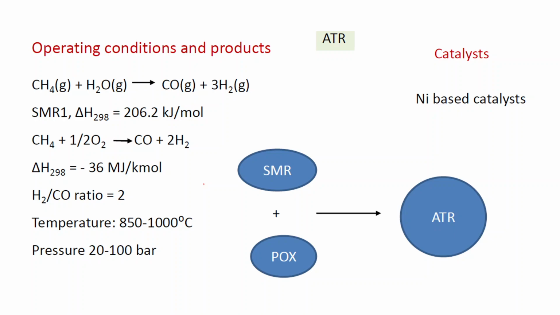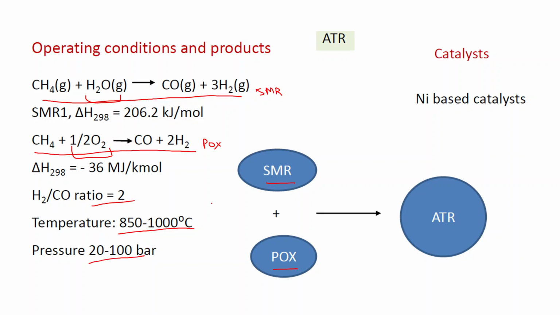The third one is the autothermal reforming reaction. So basically, this is a combination of both steam methane reforming and partial oxidation reactions. The first one is the steam methane reaction, which is methane in the presence of steam, and the second one is methane in the presence of oxygen, which is basically the partial oxidation reaction, and this is the steam methane reforming reaction. The hydrogen to carbon monoxide ratio should be about 2, the temperature is in the range of 850 to 1000 degrees C, and the pressure is 20 to 100 bar. And the catalysts used are mainly nickel-based catalysts.